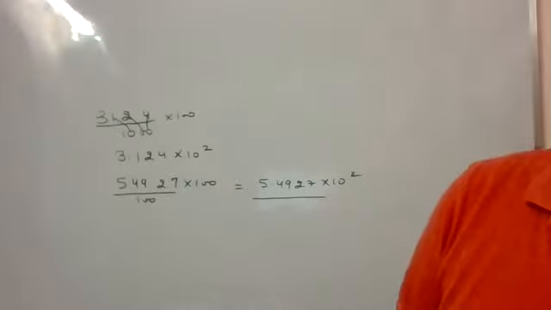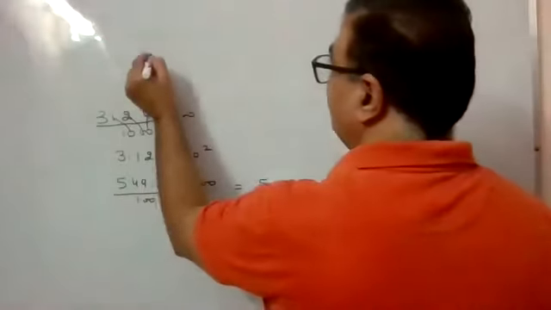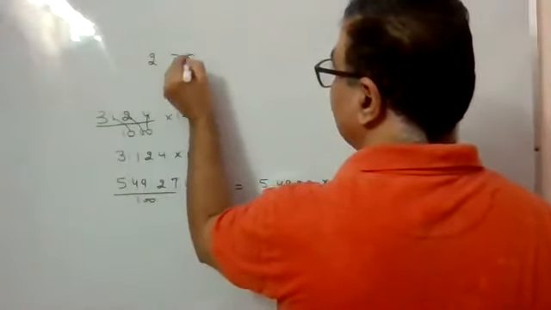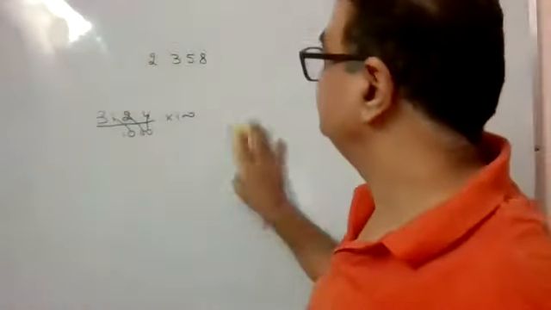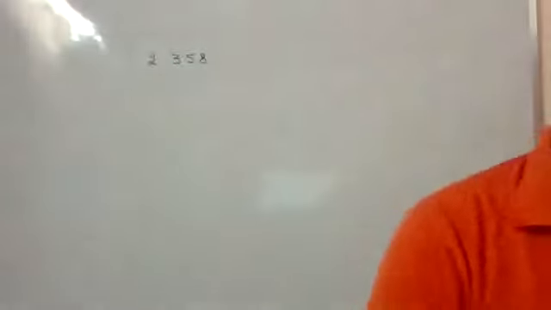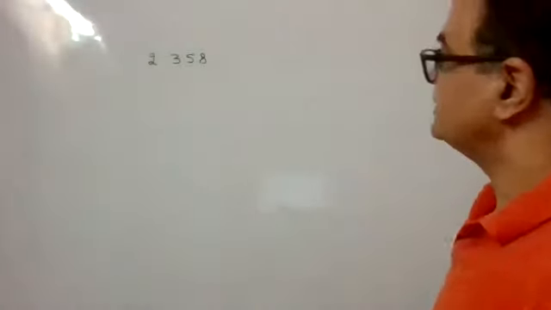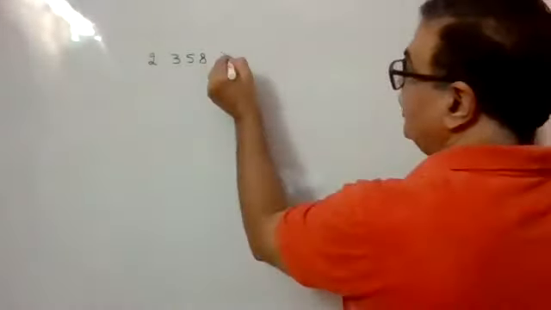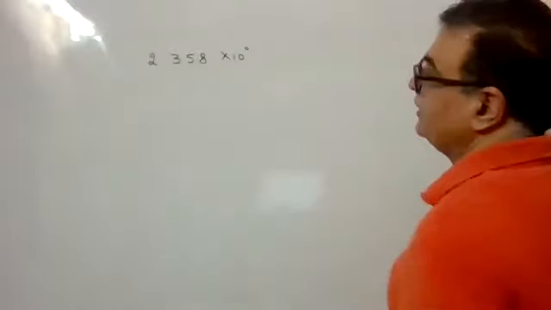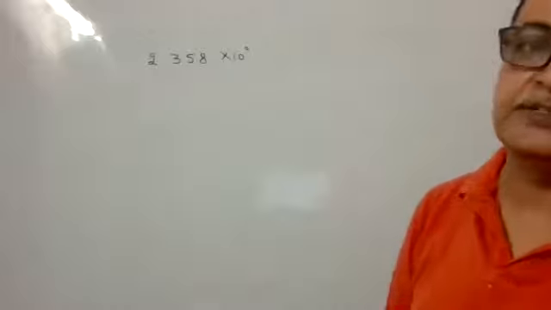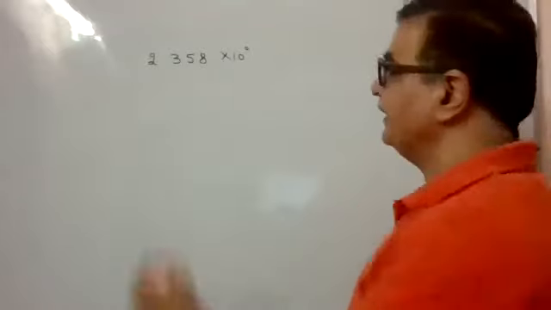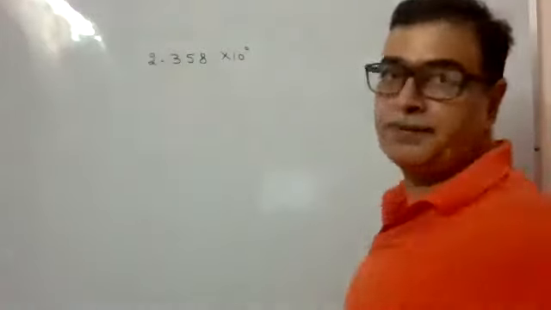Next question, please. If it is 2.358, what I should write here? Standard form है already ये. इसको आप 10 power 0 लिख सकते हैं. Standard form में यहाँ 10 power आना जरूरी है. We will write this as 10 power 0 क्योंकि already standard form है. ये decimal आपका लगा हुआ है.